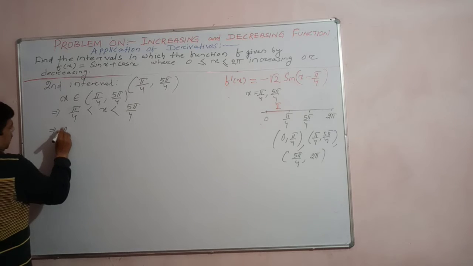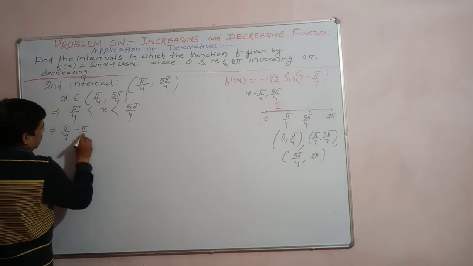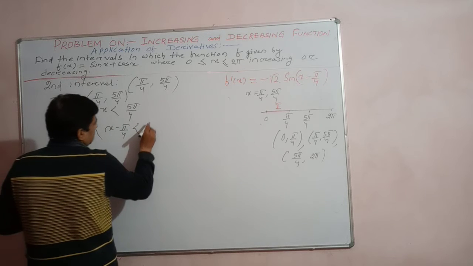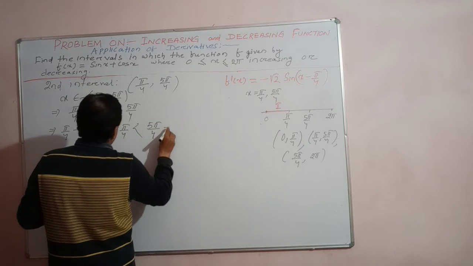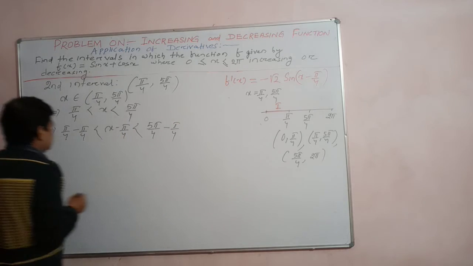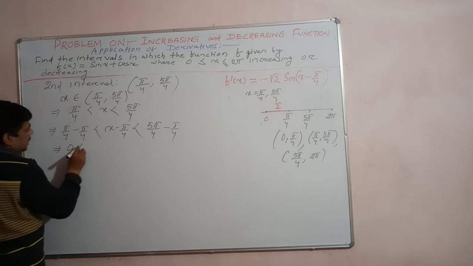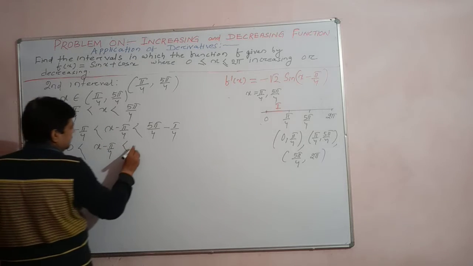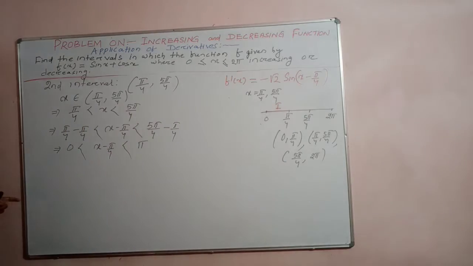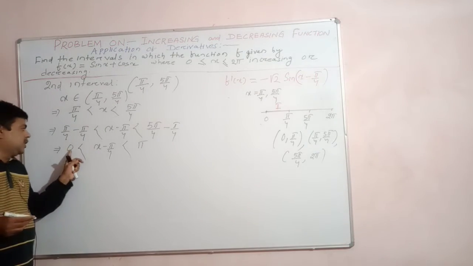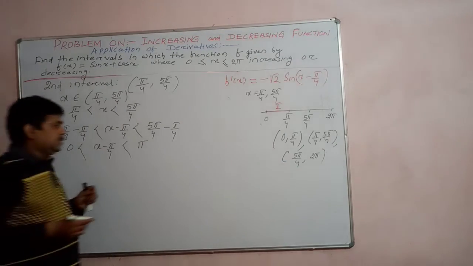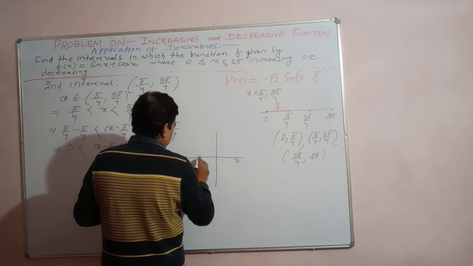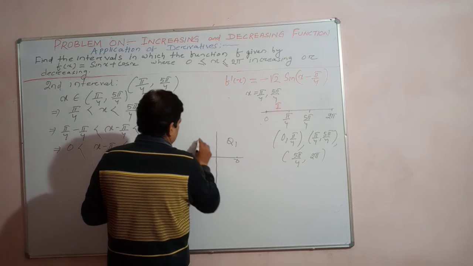Understand? Now pi by 4 minus pi by 4 is less than x minus pi by 4 is less than 5 pi by 4 minus pi by 4. That implies 0 is less than x minus pi by 4 is less than pi. Understand or not? It means the domain of the function lies between 0 to pi. 0 to pi means which quadrant? 0 to pi is the first quadrant and second quadrant.